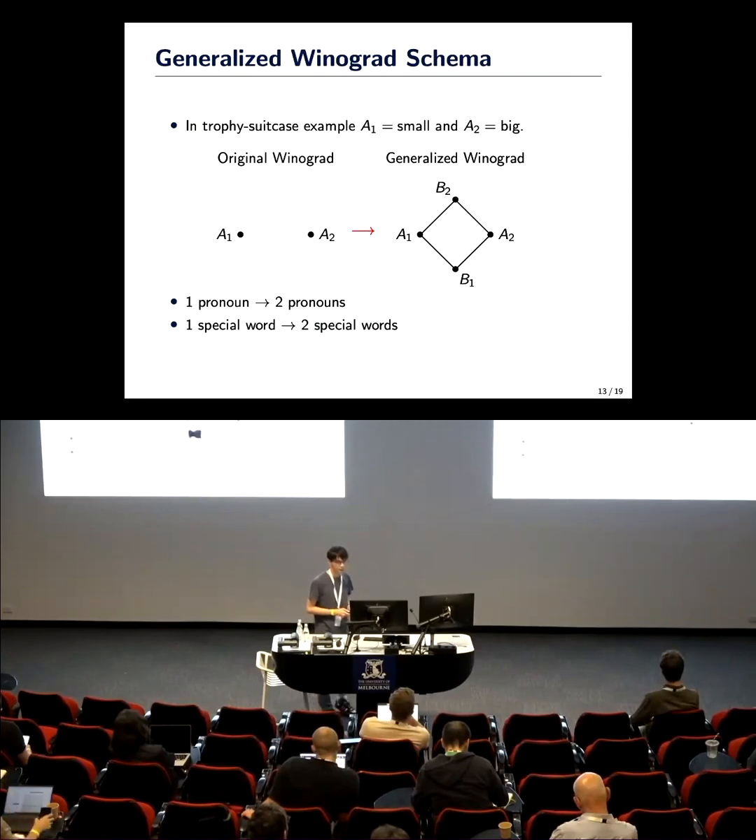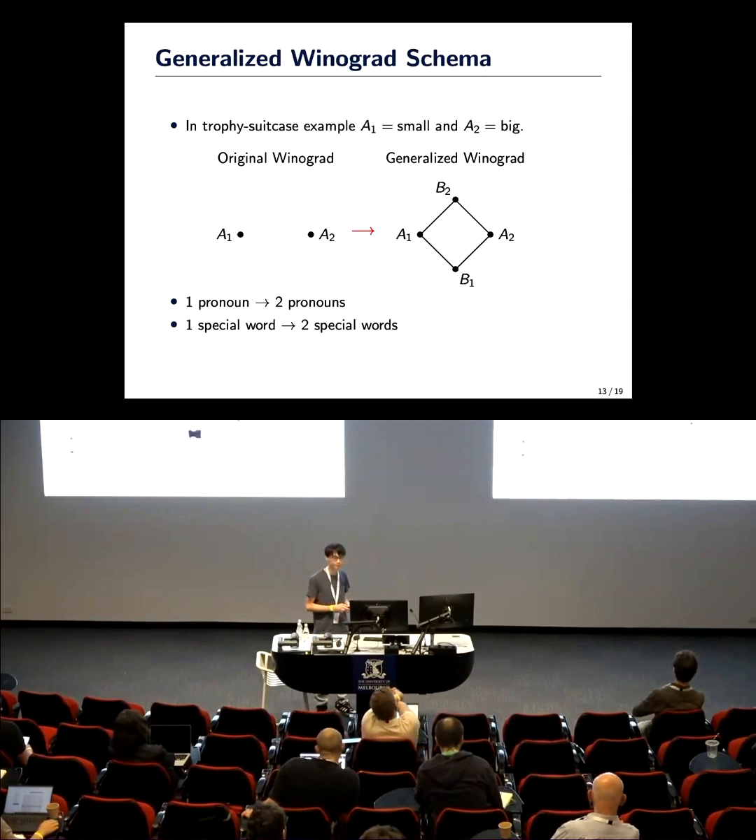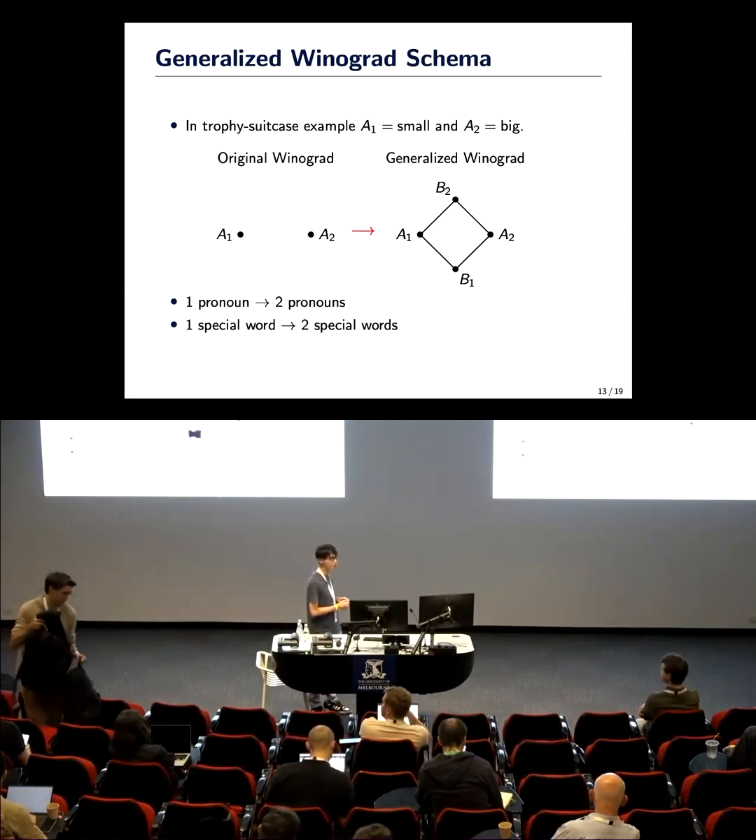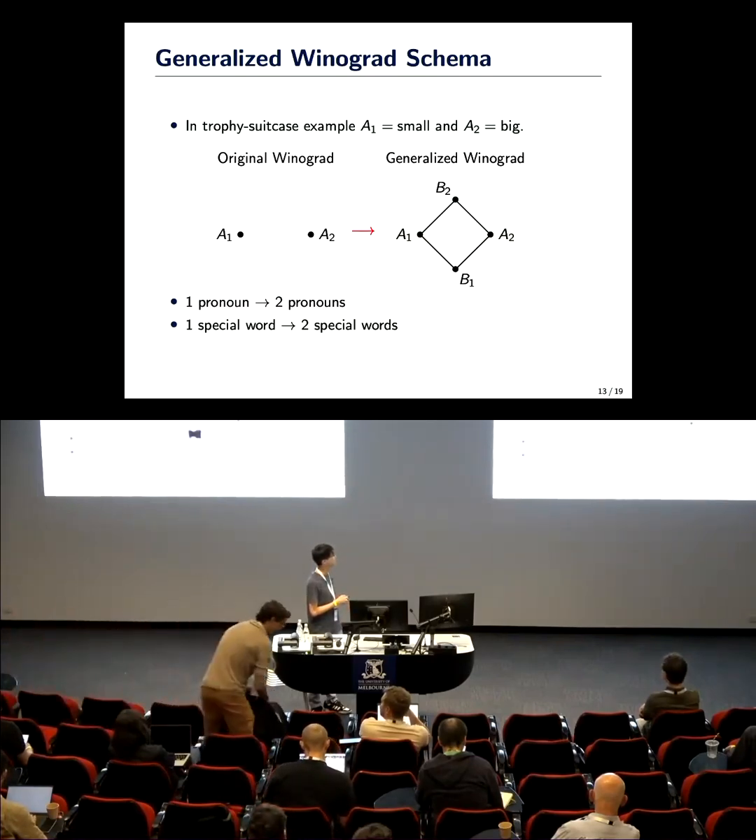So therefore, we propose the generalized Winograd schema. In the original Winograd schema, we have only got 2 observables, so therefore it's not quantum-like contextual. What we did was basically introduce Bob into the picture, and in doing so, we have got 4 observables, and there are joint measurements between A-B pairs.